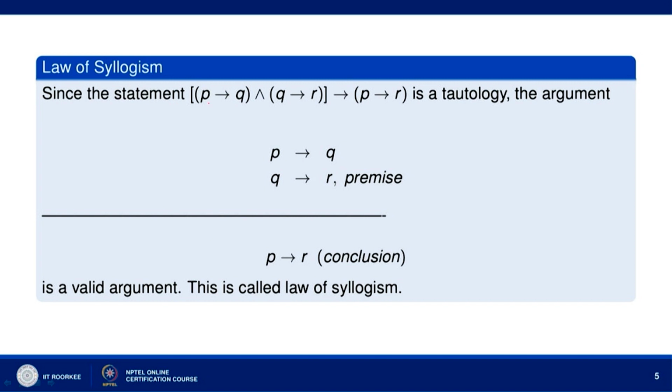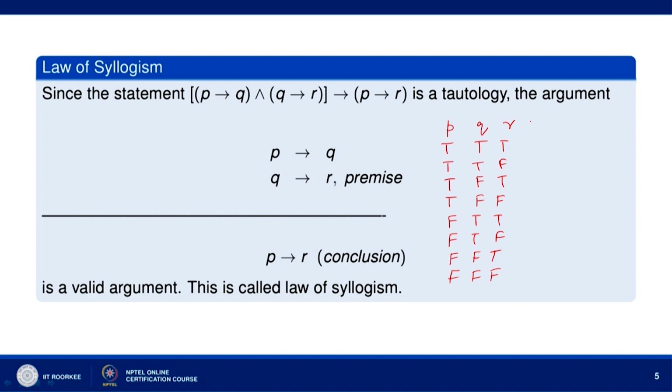Since the statement P implies Q and Q implies R implies P implies R is a tautology, let us form the truth table with P, Q, R: T T T, T T F, T F T, T F F, F T T, F T F, F F T, F F F. So, there will be 8 possibilities: 1, 2, 3, 4, 5, 6, 7, 8.